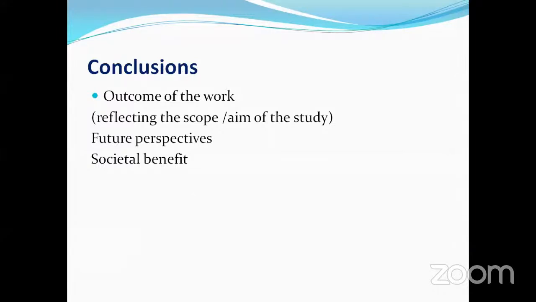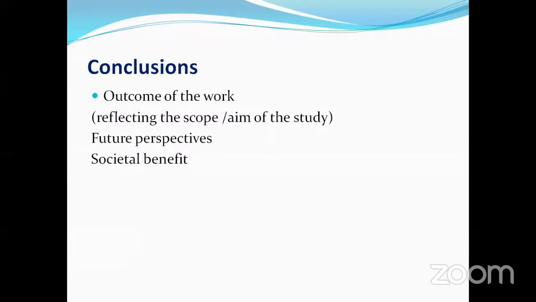While writing conclusions, definitely we should check our scope and aim of the study, whether we have attained our scope and aim, and what is the outcome in that. So we have to definitely correlate our scope and the conclusion. What is the outcome of our work?